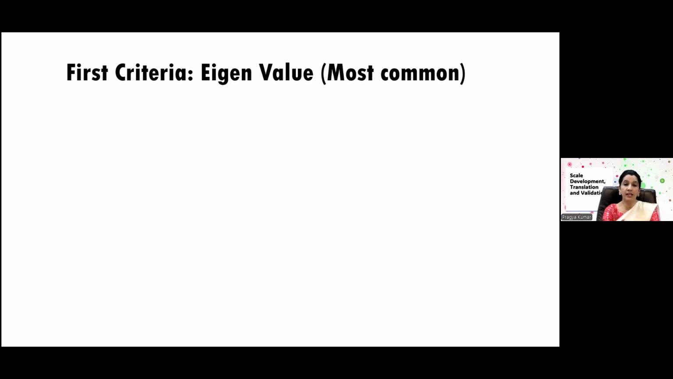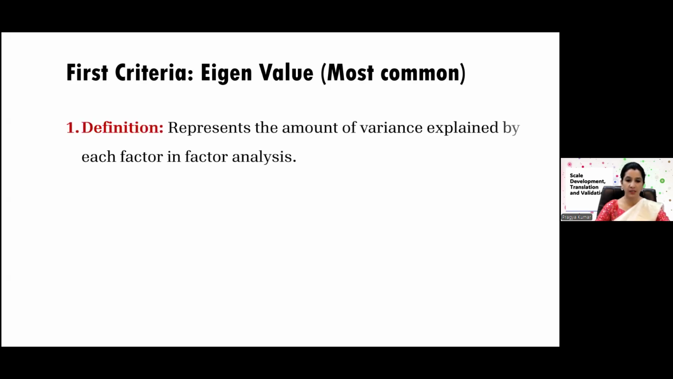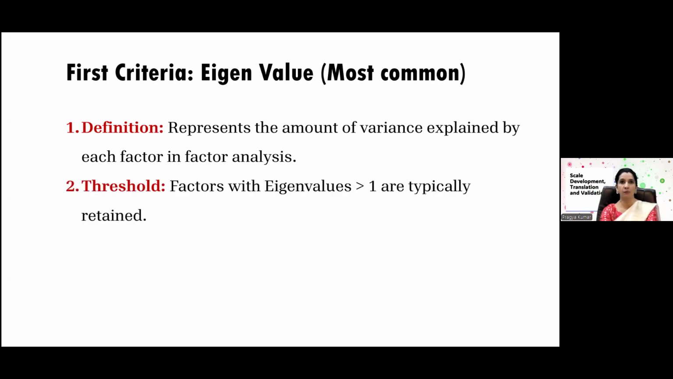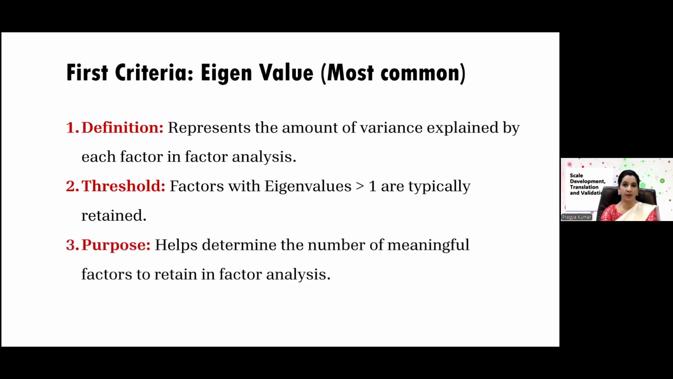So how do we decide how many factors should be there? The first criterion is the eigenvalue. Eigenvalue is the most common criterion. Basically, eigenvalue tells you the amount of variance which is explained by each factor in factor analysis. Generally we take a value of more than one eigenvalue. The factors which give you an eigenvalue of more than one, we typically retain those factors.